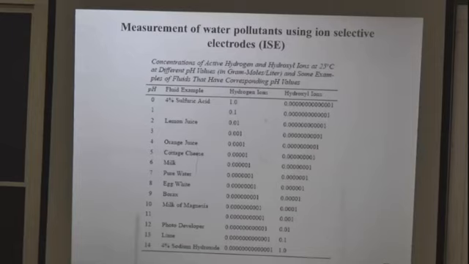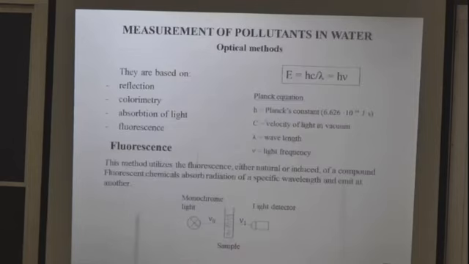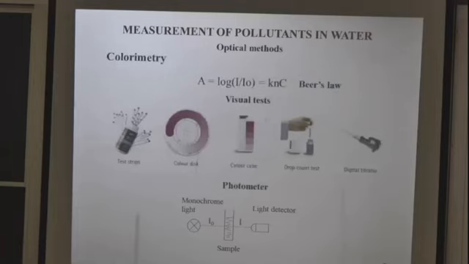We can test by ion selective electrodes, pH, and then the optical methods, fluorescence spectroscopy. But again, you need training to operate the machine, and also training to read the signals of the machine. The research is not possible in general testing laboratories. Colorimetry, we have different possibilities: visual testing, color test, or drop test, or digital color test.